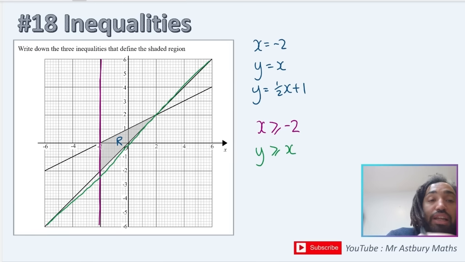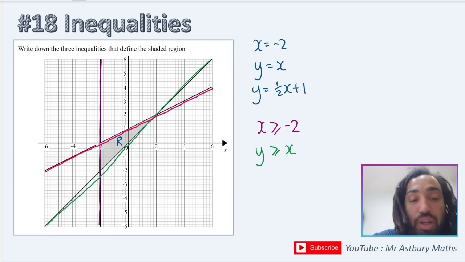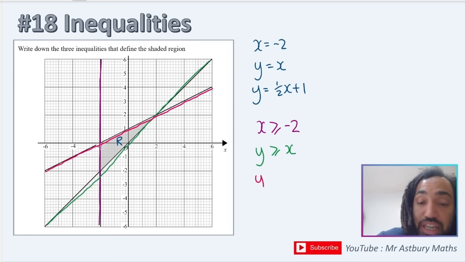And then finally, we look at this line here, and we ask, is it below or above? Well, it's below that red line, so in this case, we write y is less than or equal to 1/2 x plus 1. Whoops, sorry, 1/2 x plus 1.